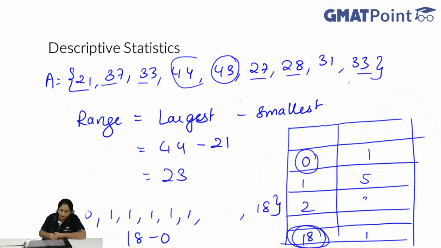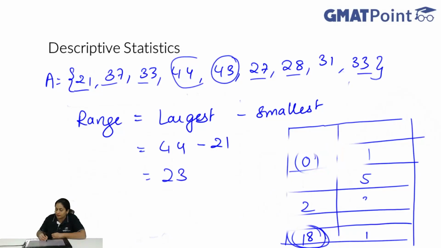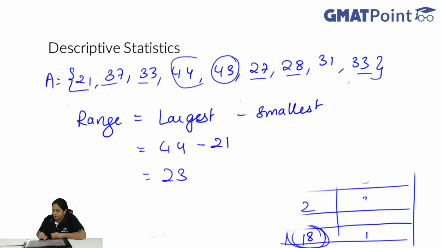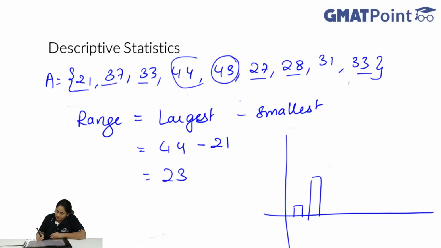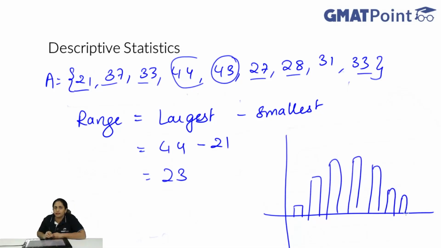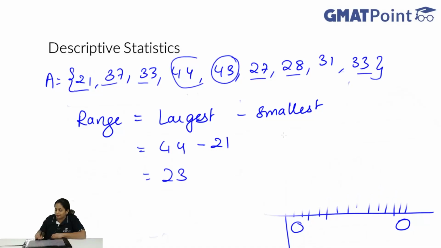Suppose instead of being given a frequency table, I am given a frequency bar graph. Again over here, suppose in the frequency bar graph, these are the values, these are the bars, etc. How do I find out the range? This largest value minus this smallest value is the range of the graph. That's it.